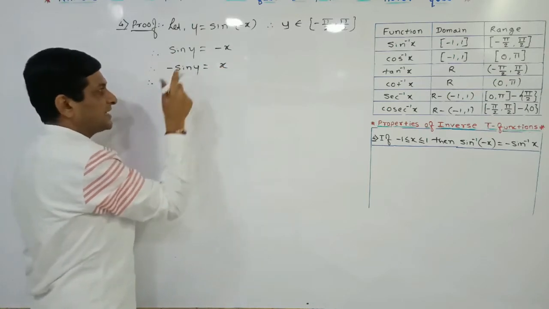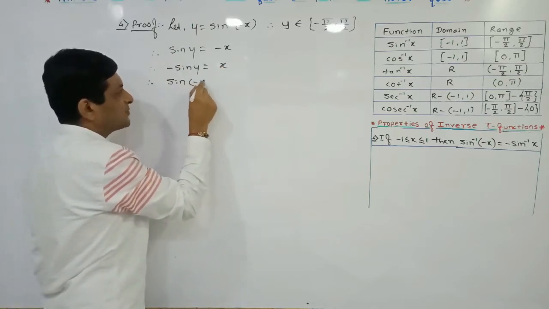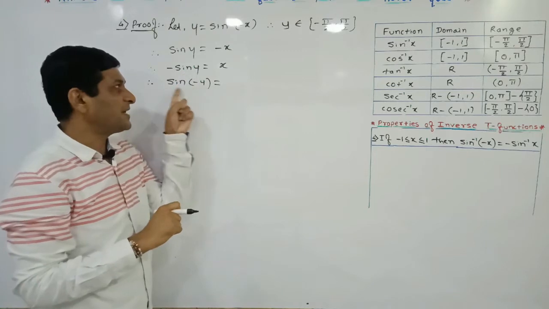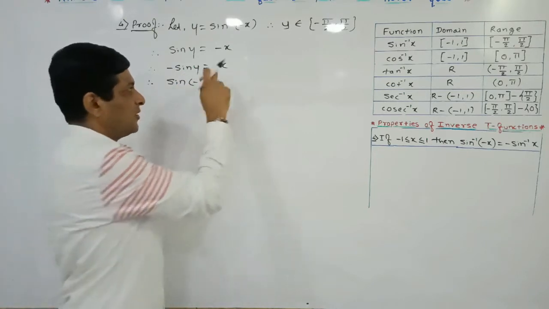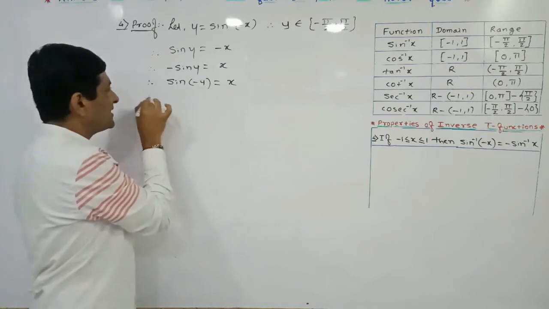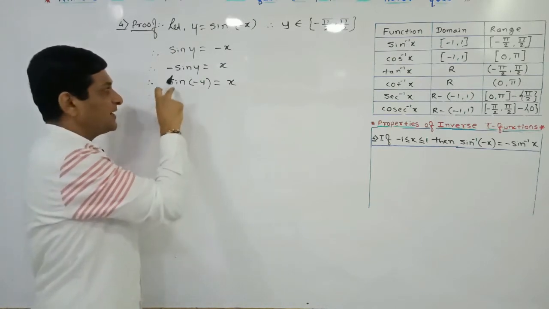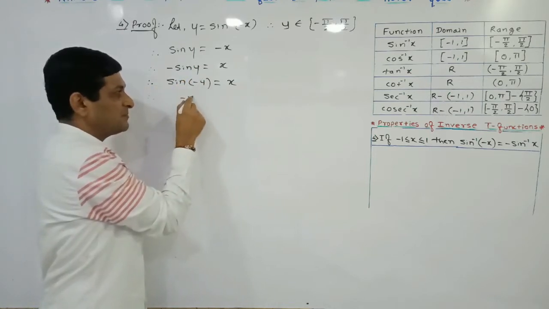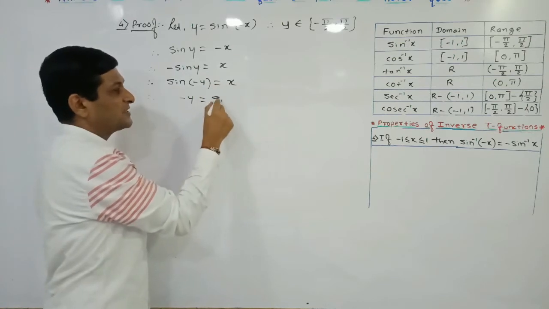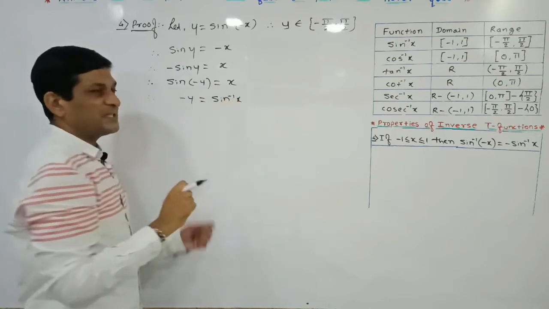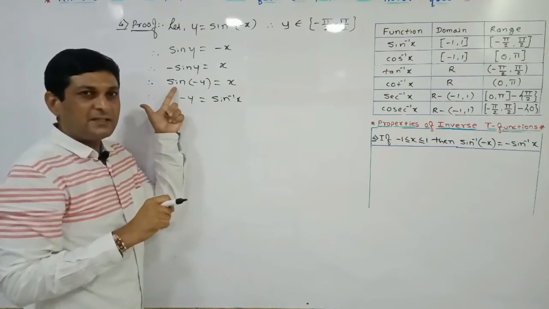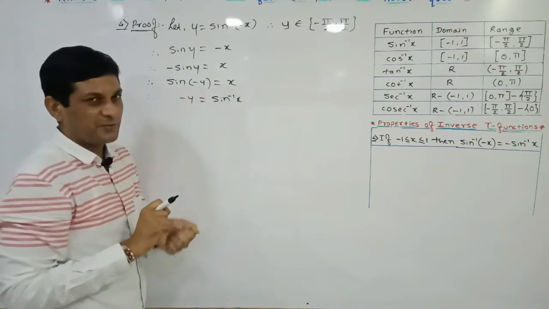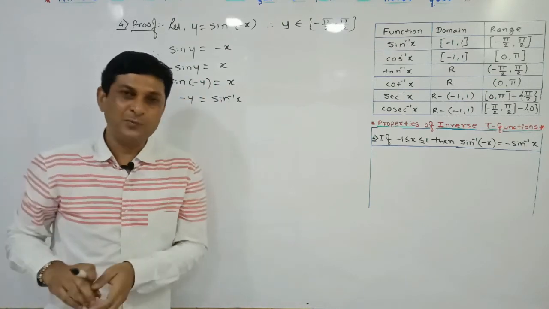Now this minus sine y, can I write it as sine of minus y? Yes, we know that sine of minus theta is equal to minus sine theta. So minus sine y can be written as sine of minus y. On this side x, keep it as it is. Now we are taking sine inverse on both sides. On the left hand side sine inverse and sine will get cancelled. Remaining term is minus y. And on this side we will get sine inverse of x. Now try to understand the very important part.